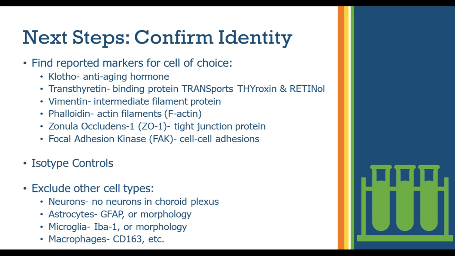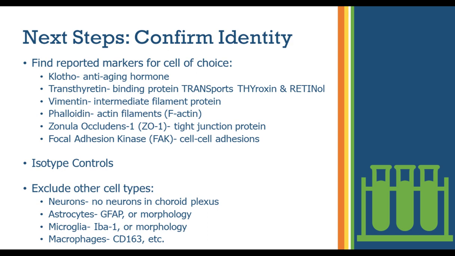Now, if you remember from the choroid plexus pictures from way back, choroid plexus is also known for having tight junctions between the single-layer epithelial cells around the outside. So ideally, we would like to see ZO1 in these cultures. We also want to look at focal adhesion kinase, which identifies cell-to-cell adhesions. You also have to do true staining to say, hey, what I've got is correct.